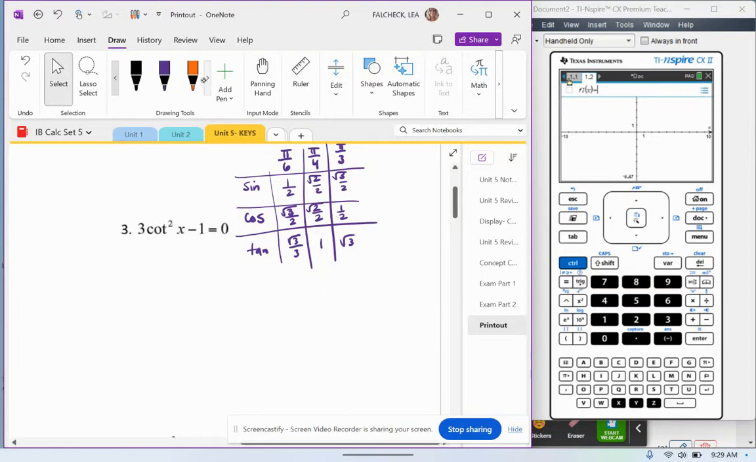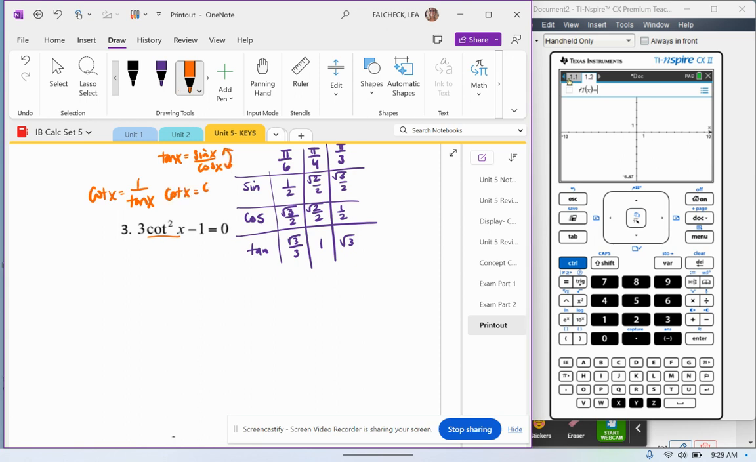So you might be like, I know what tangent is, but what's cotangent? Cotangent is 1 over tangent of x, which equivalently is, if I know that the tangent of x is equal to sine over cosine, then the reciprocal of that. Cotangent is one of the reciprocal identities. The reciprocal of this would be cosine x over sine x. Okay, so now let's go. I've got 3 cotangent squared x minus 1 equals 0.